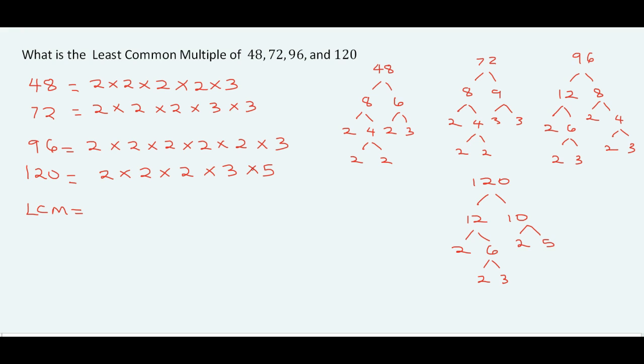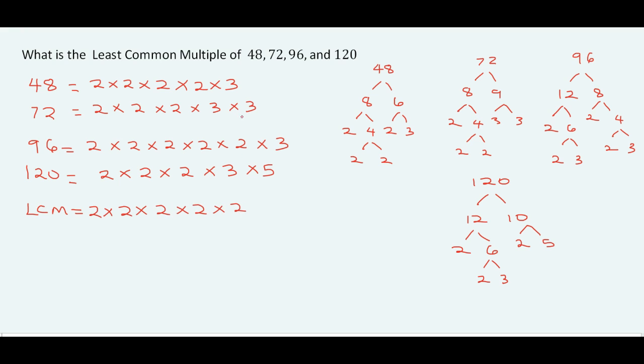So for the LCM, we have 2, 3, and 5 as the unique numbers. Let's start with 2. Here we have 4 occurrences. Here we have 3. Here we have 5. So we're going to use that: 2 times 2 times 2 times 2 times 2.